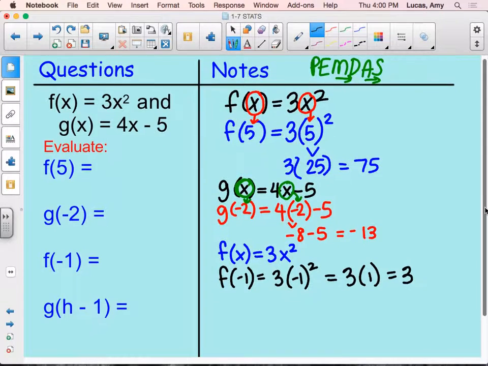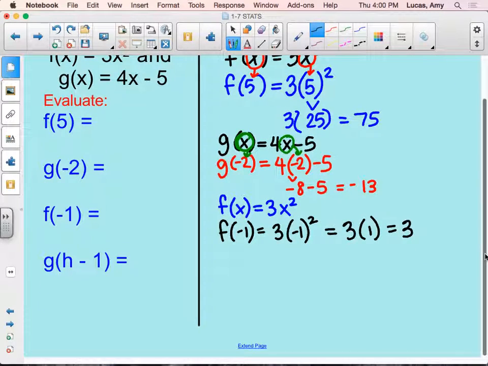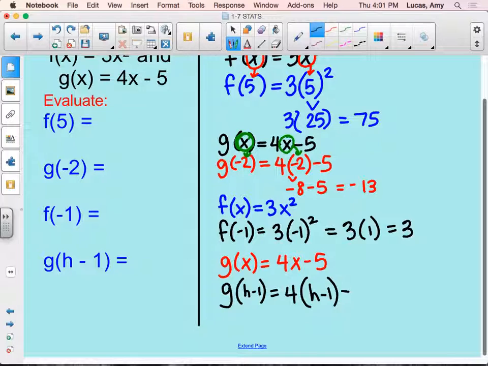And last but not least, we have g of h minus 1. So this one looks a little bit trickier. G of x equals 4x minus 5, and I'm replacing it with h minus 1. So where the x is, I need to replace it with h minus 1, like this. So I took the x, and I replaced it with h minus 1. Notice I put it in parentheses.